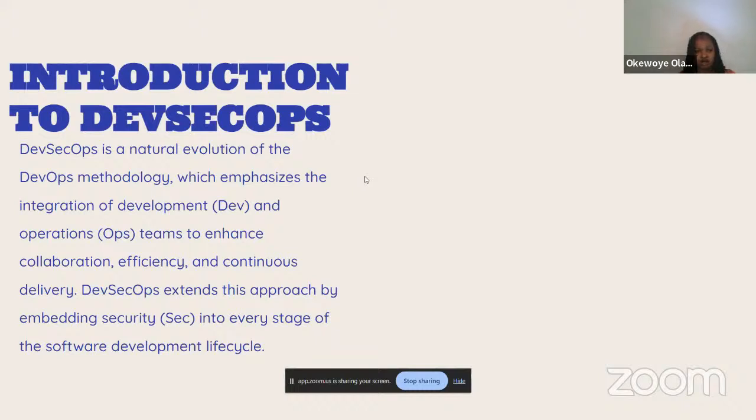DevSecOps is a natural evolution of the DevOps methodology, which emphasizes the integration of development and operations teams to enhance collaboration, efficiency, and continuous delivery. DevSecOps extends this approach by embedding security, just like what I said previously. DevOps on its own is doing those processes to make sure that applications are delivered faster. So DevSecOps is now incorporating security into every stage of the software development cycle.